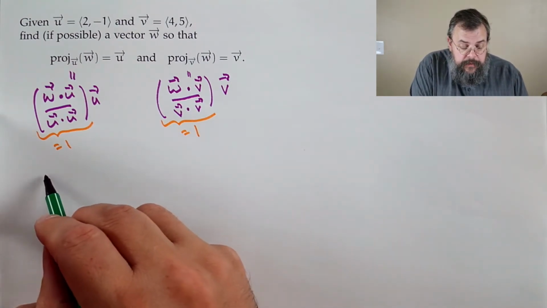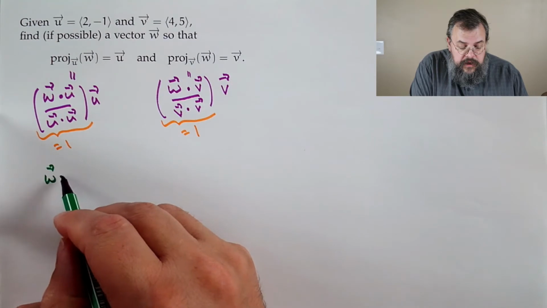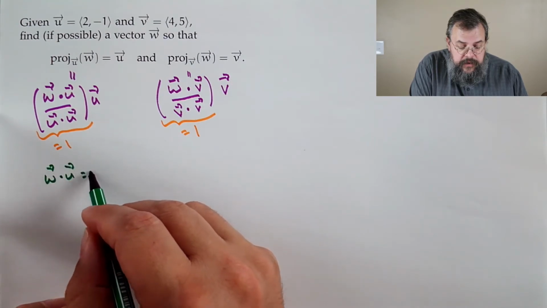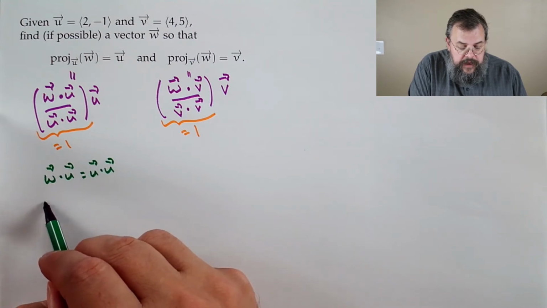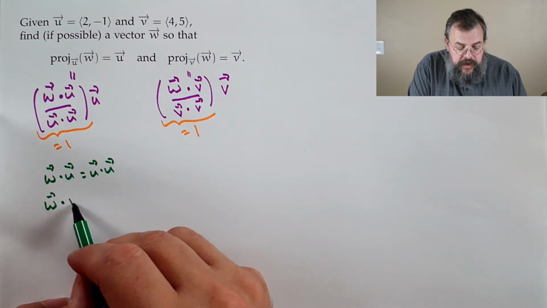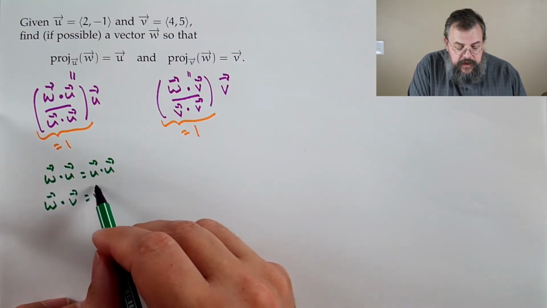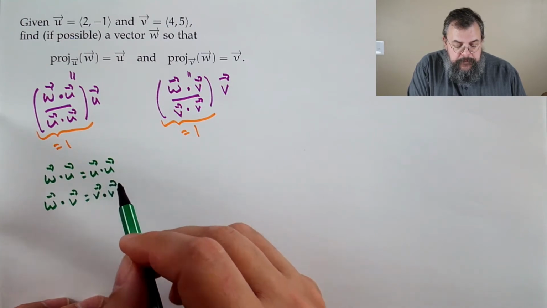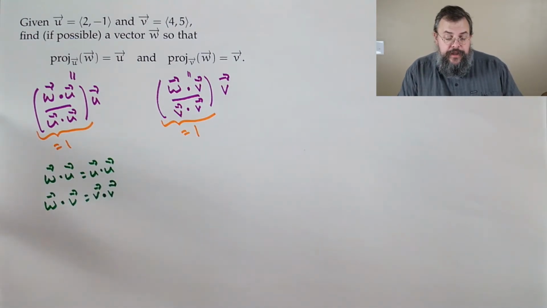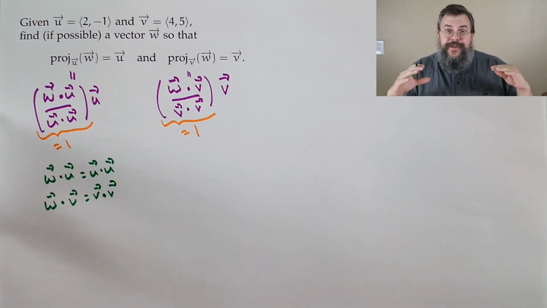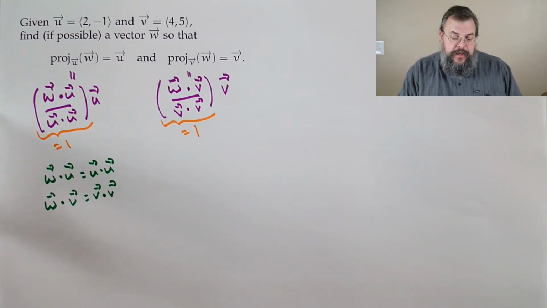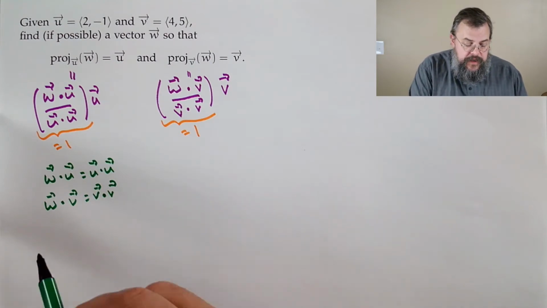We need to have that w dotted with u is the same as u dotted with u. And we need to have that w dotted with v is the same as v dotted with v. So, good. Now, that's progress. We've gone down to saying, here's what we need. Let's think about our vector w. Let's give it a name.